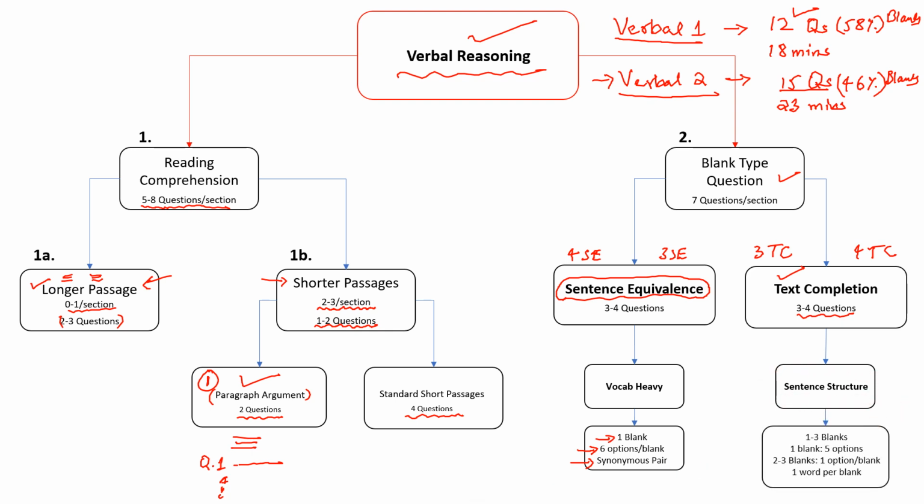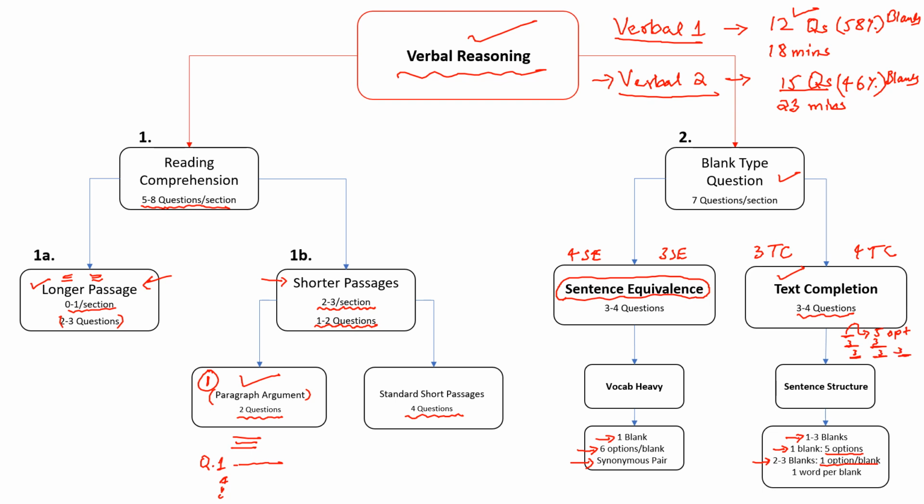You can have 1 to 3 blanks. Some text completion questions are just single blank, some are double blank, some are triple blank, right? But always you will have one blank with 5 options. So if you have a single blank question, you will have 5 options for that blank, and you will have to pick one. If you have a double or a triple blank type question, of course you will have to pick one option per blank, but then you would be given three options per blank, right?